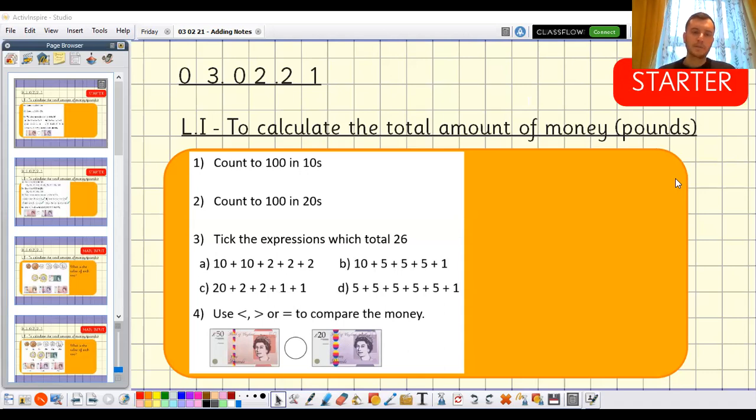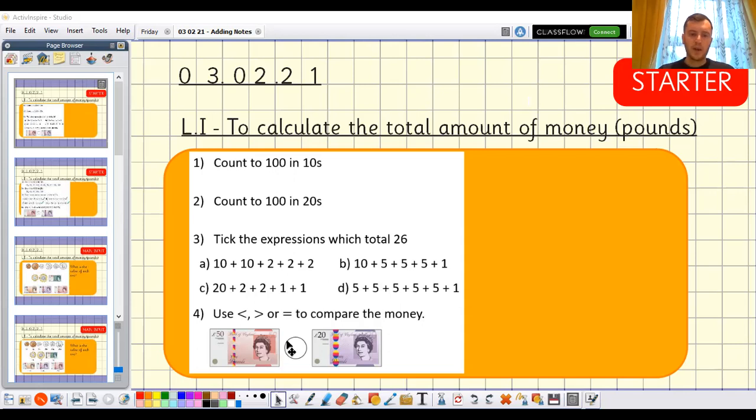As a little bit of a starter though, let's recap on some of the skills that might help us today. So first, can you count to 100 in tens? Can you count to 100 in 20s? Can you tick the expressions which total 26, which means which of these add up to 26? Put a tick next to them, or just write down the ones that perhaps add up to 26.